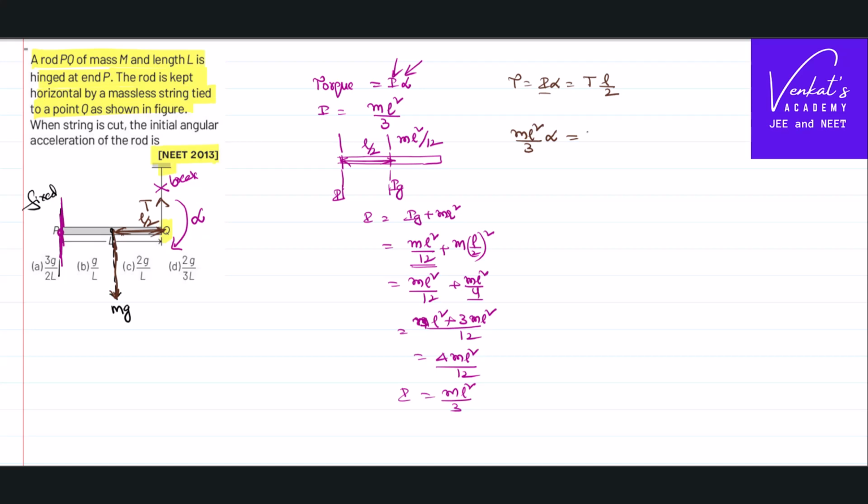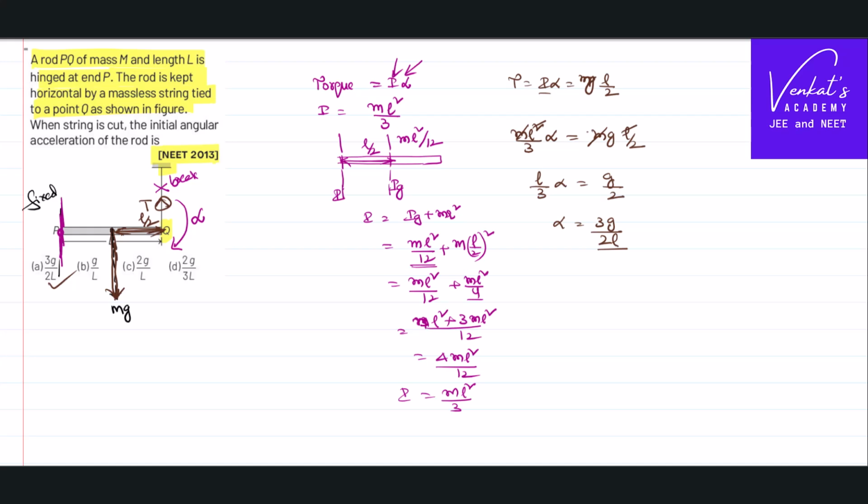I have missed something. It's not the tension. The force acting is mg and the perpendicular distance is L by 2. So in the place of tension, I should actually write mg and L by 2. So M and M will cancel. One L also will cancel. So what is remaining is L by 3 of alpha equal to g by 2, right? So alpha equals 3g by 2L. That's the answer. That's how I solve the problem.